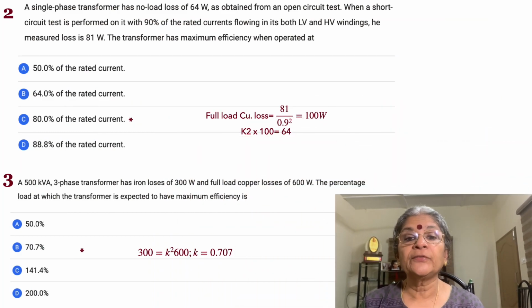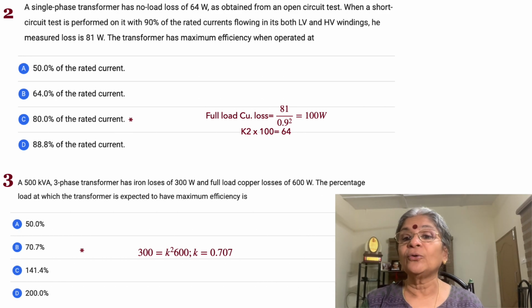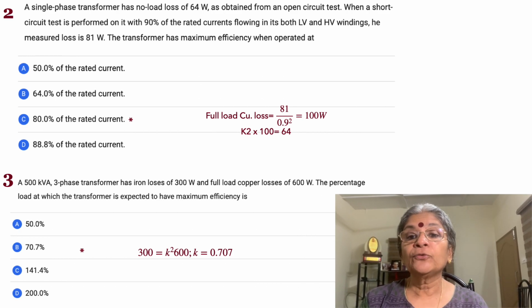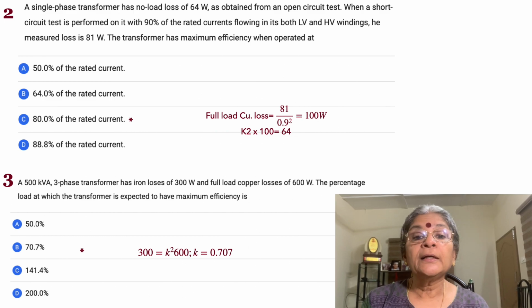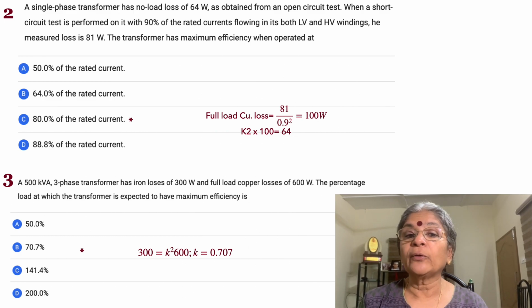Now we have the second problem. A single phase transformer has a no load loss of 64 watt, as obtained from an open circuit test. When a short circuit test is performed on it with 90% of the rated current flowing in both its low voltage and high voltage windings, the loss measured is 81 watt. So now with 90%, the loss is 81 watt, and that's the copper loss.